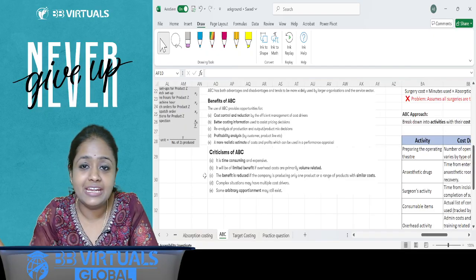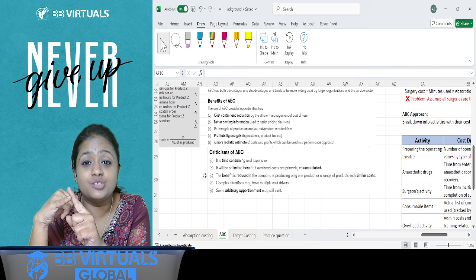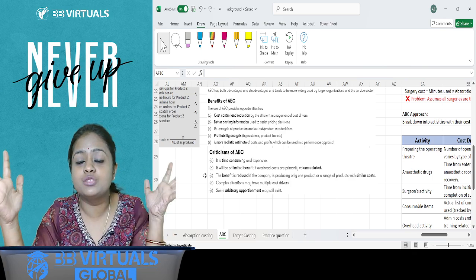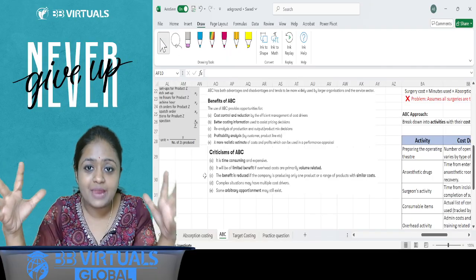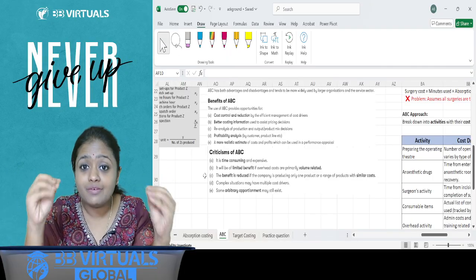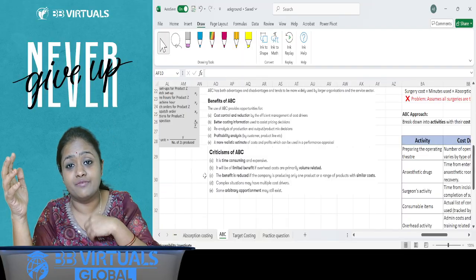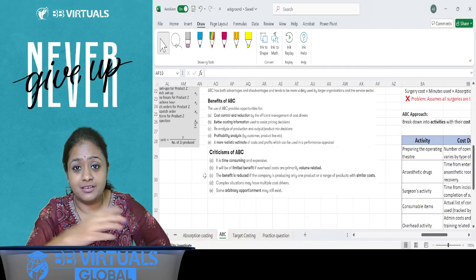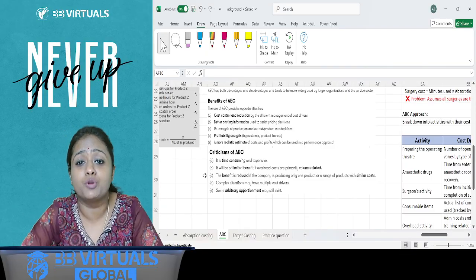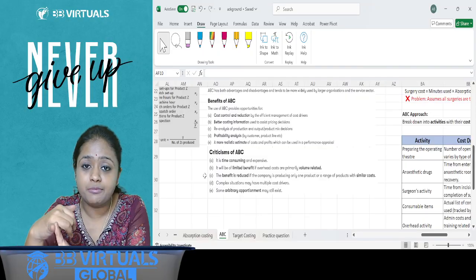But the negatives about ABC: it is time consuming. Imagine you have 1,000 pools. How much time will it take for you, even with the help of AI? Because you have to think of the correct cost drivers, which AI will not be able to think of. You as ACCAs would be able to. So yes, it is time consuming.